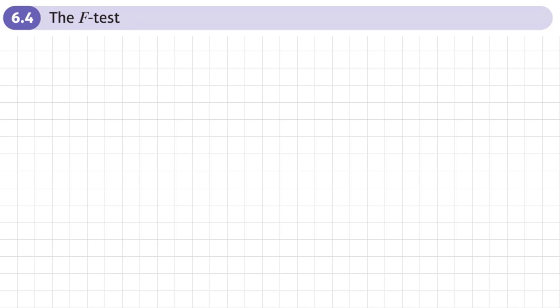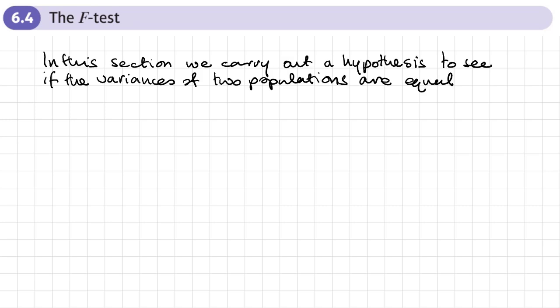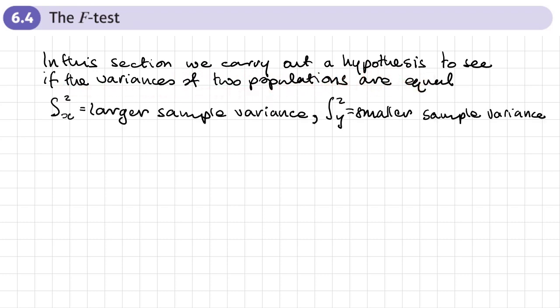This is the fourth and final section of chapter 6, further hypothesis tests, and this section is on the F test. In this section we carry out a hypothesis test to see if the variances of two populations are equal.